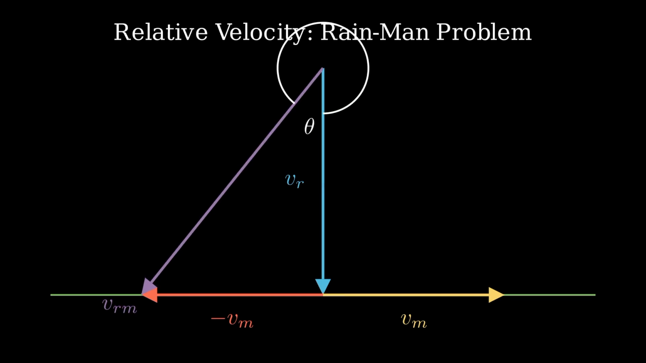The magnitude of the relative velocity is the square root of vr squared plus vm squared. And the angle theta is tan inverse of vm divided by vr. To stay dry, the umbrella must be held at this exact angle theta with the vertical.